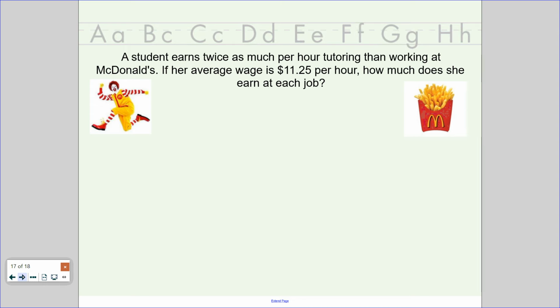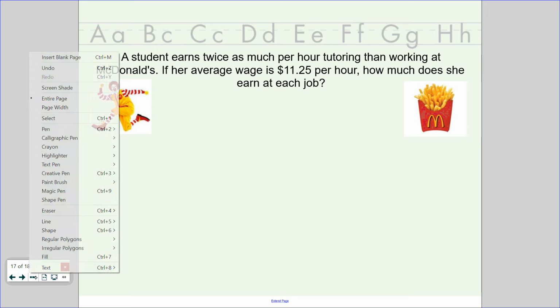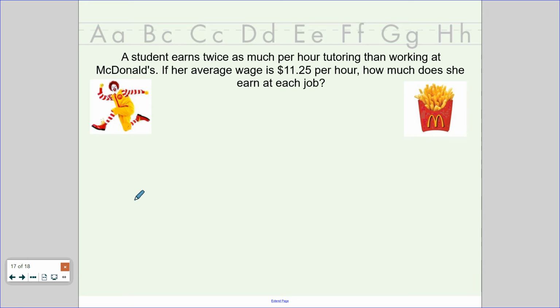Last one, again, try this one on your own. Let's read through it. A student earns twice as much per hour tutoring than working at McDonald's. If her average wage is $11.25 per hour, how much does she make at each job? So each job is what we're trying to figure out her wage for. Her two jobs are tutoring, let's use a T, and working at McDonald's, let's use an M.